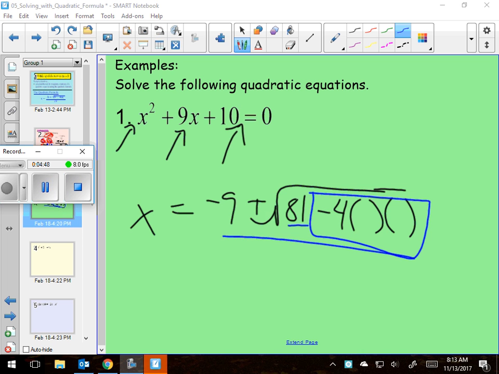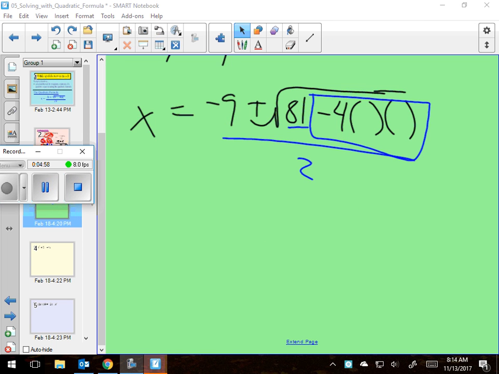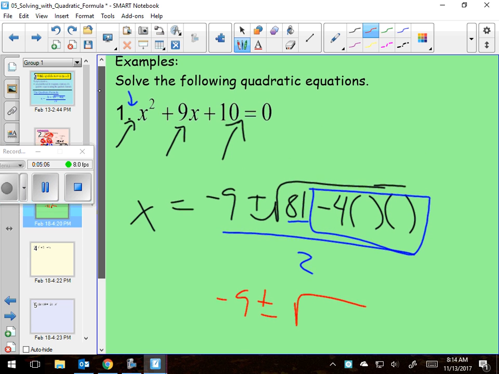All over 2a, and 2 times 1 is 2. If this had a number here, like a 5, though, don't forget it'd be 2 times 5 on the bottom. All right. So then I got to simplify it down a little bit more. Negative 9 plus and minus the square root of, okay, 4AC. That AC part, I'm going to be really careful on that because the most mistakes are made in there. A is 1, C is 10.